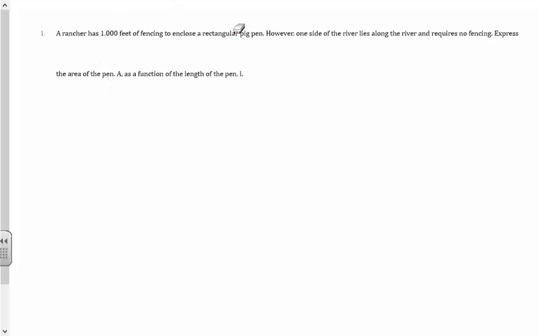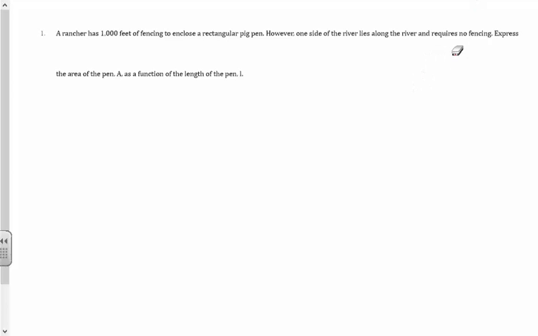So here's the first word problem that we've got going on. A rancher has 1,000 feet of fencing to enclose a rectangular pig pen. One side of the fence lies along the river and requires no fencing. Express the area of the pen A as a function of the length of the pen L.